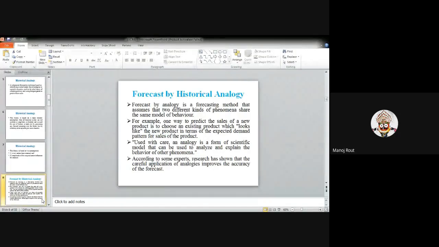Going to the last point, according to some experts, research has shown that careful application of analogies improves the accuracy of forecasts. You cannot forecast the future exactly. How much you sold in the past and how much you will sell in the future cannot be forecast by anyone. That is why it provides the accuracy or approximation of your forecast. Clear? Going to the next slide.